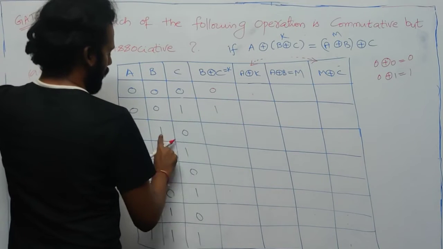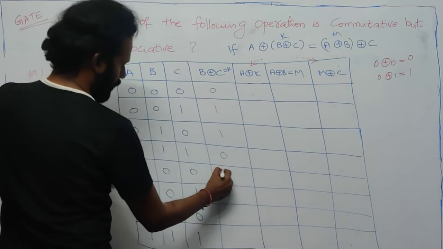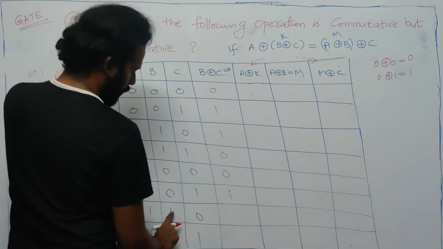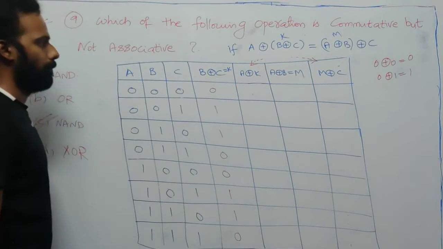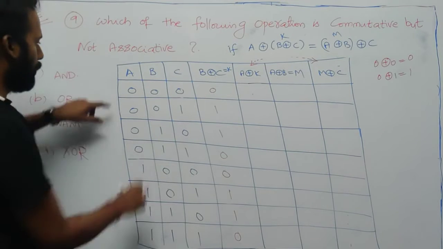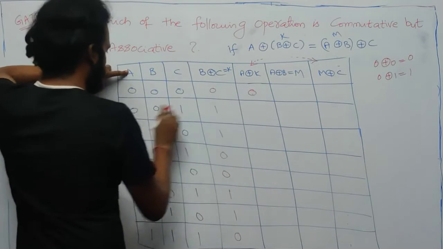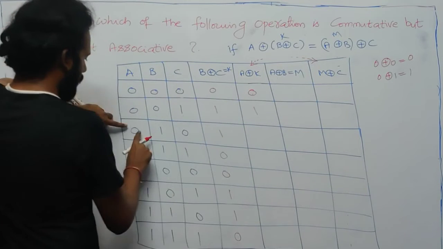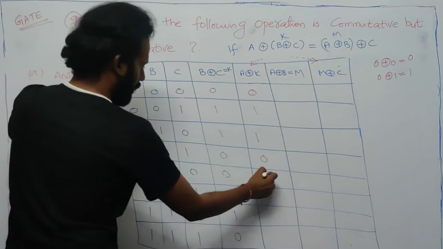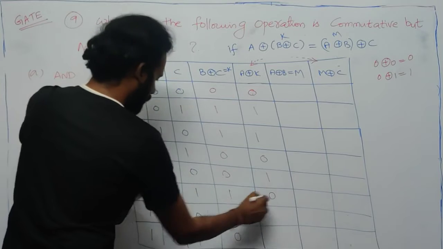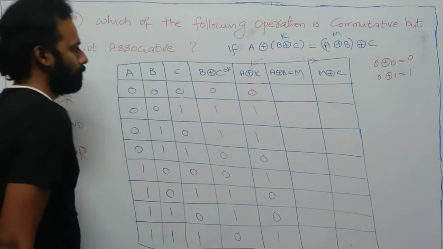0 1 different 1, 1 0 different 1, 1 1 same 0, 0 0 same 0, 0 1 different 1, 1 0 different 1, 1 1 same. So the answer is 0. Now I should do A XOR of K. 0 XOR of 0 is 0, 0 XOR of 1 is 1, 0 XOR of 1 is 1, 0 XOR of 0 is 0, 1 XOR of 0 is 1, 1 XOR of 1 is 0, 1 XOR of 1 is 0, 1 XOR of 0 is 1.